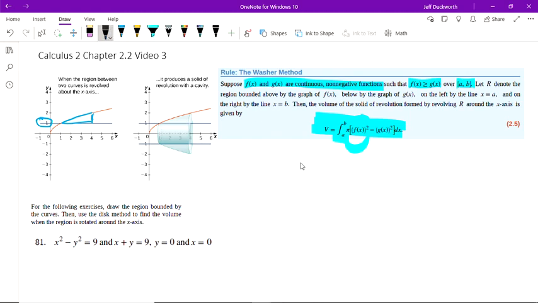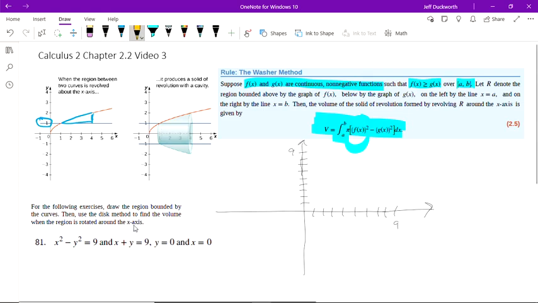So let's draw our graph. So x plus y equals 9. So let's go up by, I guess, 9. There's 9 up there. So you've got one function here that goes just like that. And we're not going to go any further because we have y equals 0 and x equals 0. So we're going to contain our answer to the first quadrant.